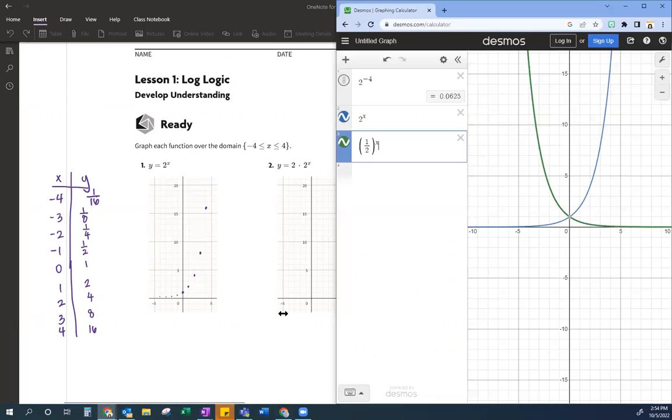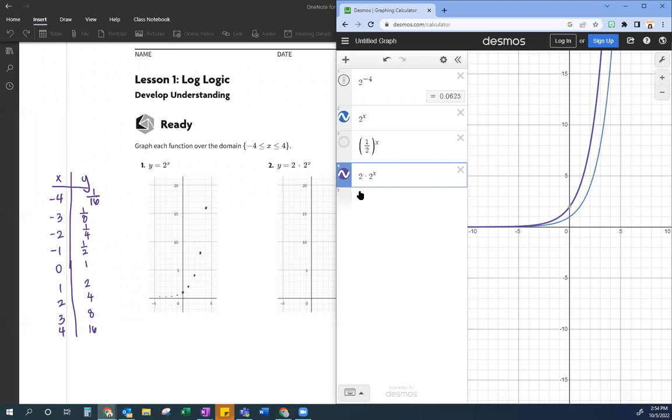So let me show you. Let me just plug this guy in really quick. So 2 times 2 to the x. Look at the purple one, this darker colored one, compared to this one right here. See how it's a little bit taller?